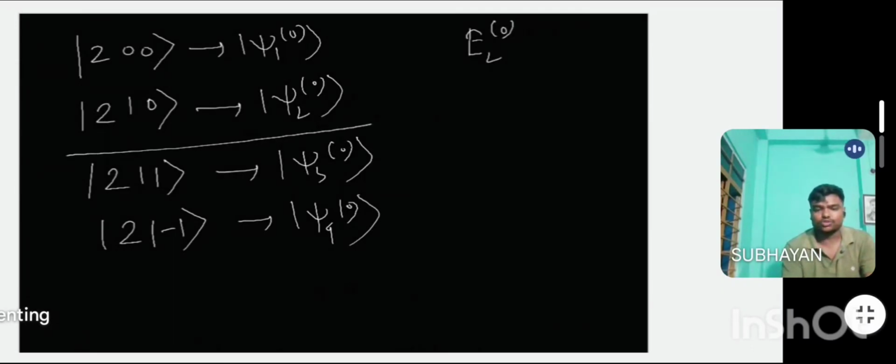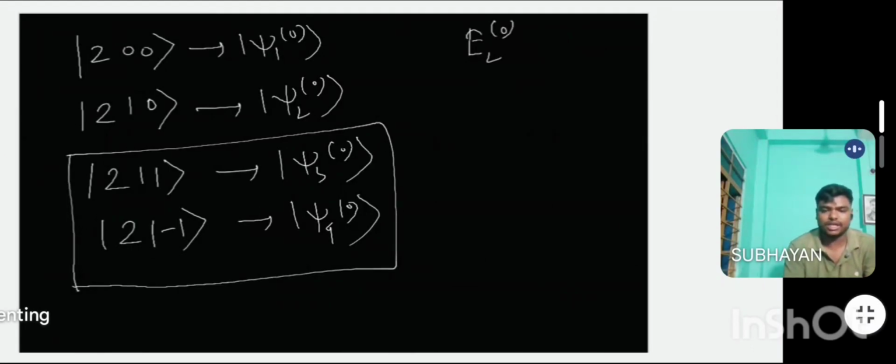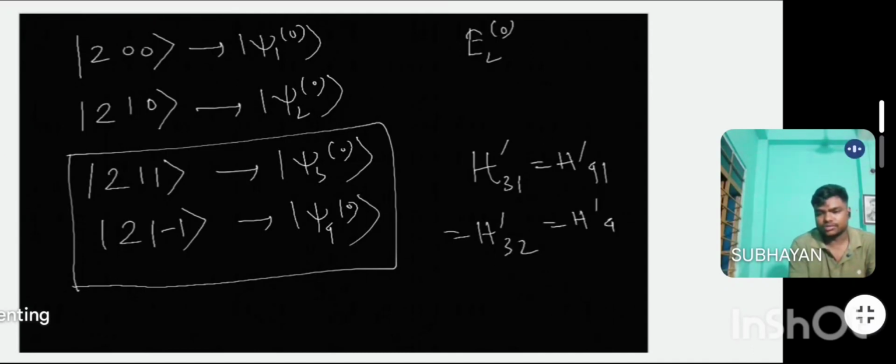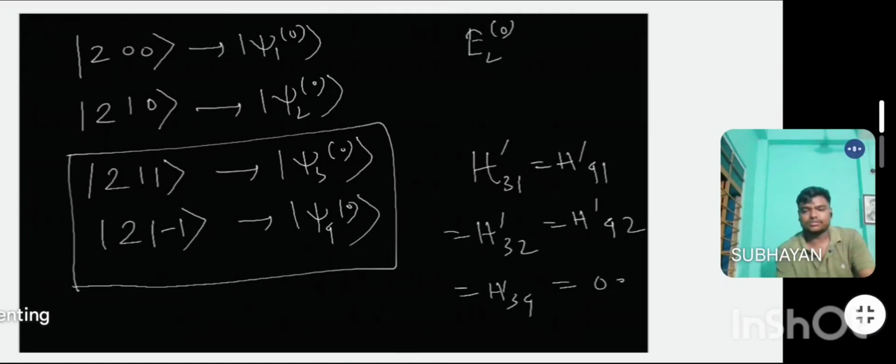But these 2 are not the troublesome terms, because if you want to find the matrix element of H prime corresponding to 3 and 4, you can check that one. It is very easy to verify. Suppose H prime 3 1 equals H prime 4 1 equals H prime 3 2 equals H prime 4 2 equals H prime 3 4 equals 0. Okay, H prime 3 4 is equal to 0. Because this 3 state and 4 state, they will not connect the other terms with the Hamiltonian H prime. They will yield the 0 matrix element of H prime.